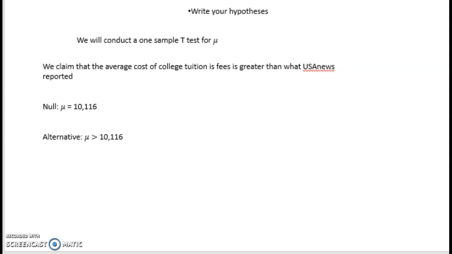$10,116. You can do different types of hypothesis testing depending on what your claim is. You can say that the population mean or a population proportion is going to be greater than, less than, and then you can also test that it's just not equal to that actual population value. So in this case, we're just testing that it's greater than, which is going to be a right-tailed test.